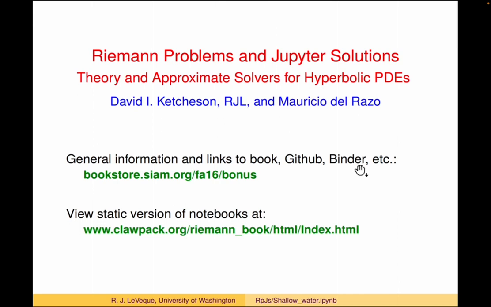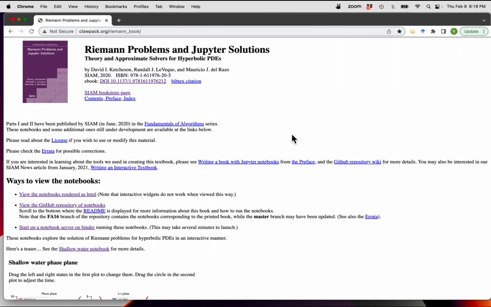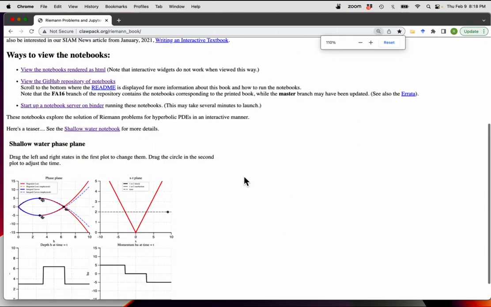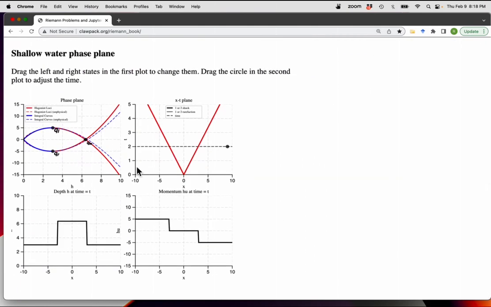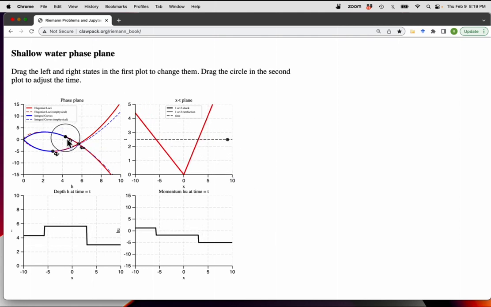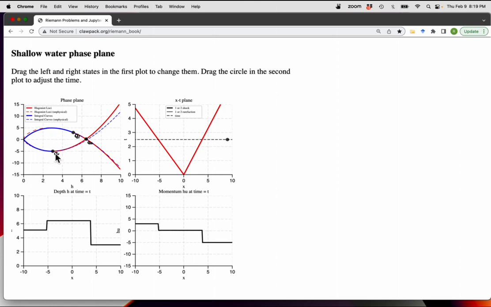But let me again remind you that there's a shallow water notebook in this book that talks more about the Riemann problem. And also in that notebook, and also on this web page here, which is just the main web page for the book, if you go down to the bottom, you find a little JavaScript application that allows you to explore this Riemann solution for the shallow water equations. So this is a Riemann problem where the solution consists of two shocks, and as time advances we have two shocks moving out, but you can take the left and right states and move them around in the phase plane and see how the Riemann solution changes.